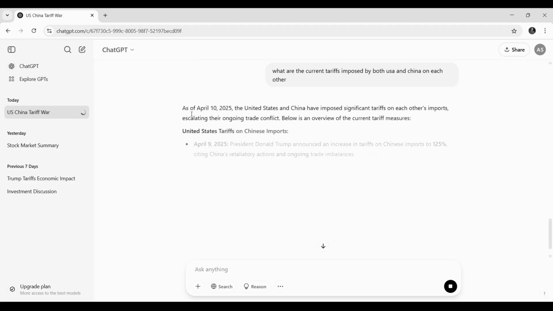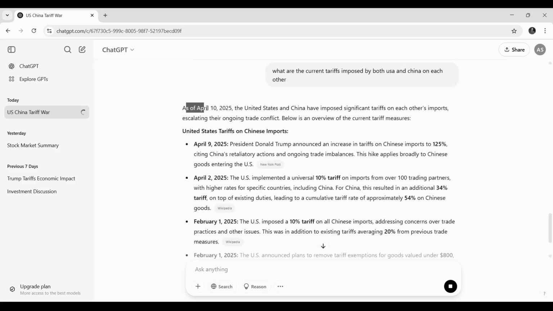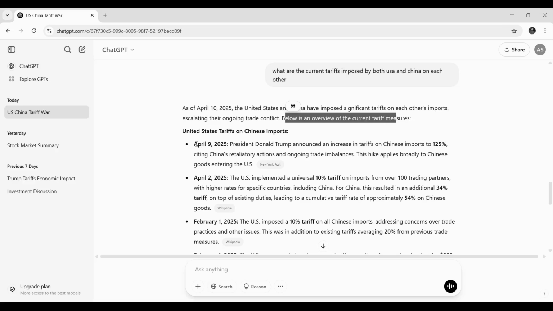Okay, so it is searching the web here. So today is 10th April. So as of 10th April 2025, the USA and China have imposed significant tariffs on each other's imports, escalating their ongoing trade conflict. Below is an overview of the current tariff measures. Okay, so it is telling me that on 9th April 2025, yesterday, President Donald Trump announced an increase in tariffs on Chinese imports to 125%, citing China's retaliatory actions and ongoing trade imbalances. This hike applies broadly to Chinese goods entering the USA.